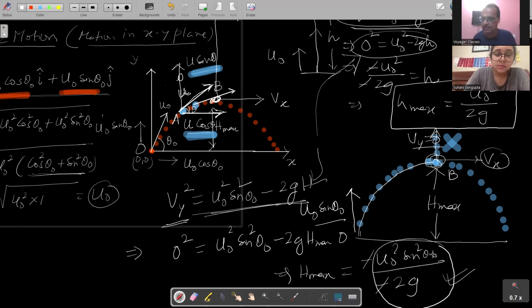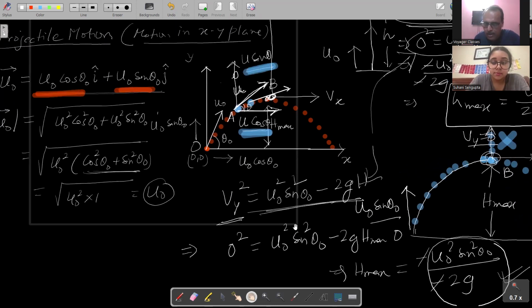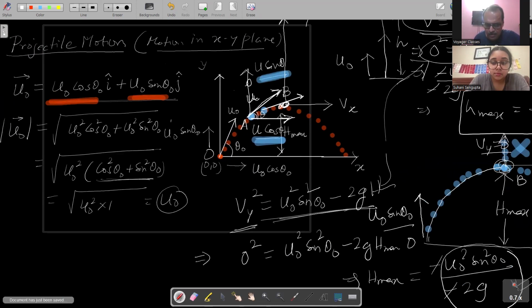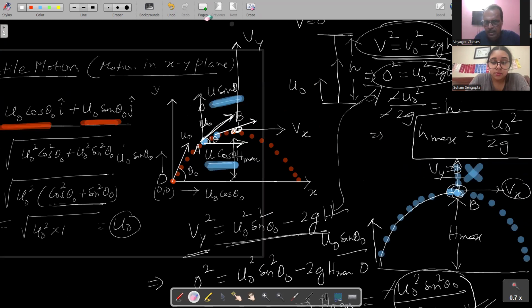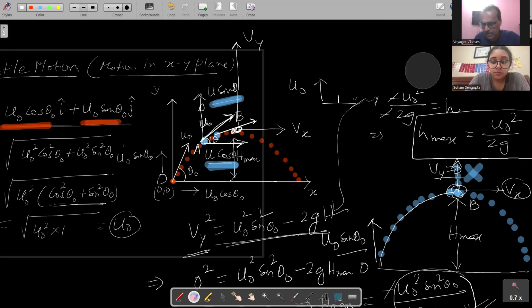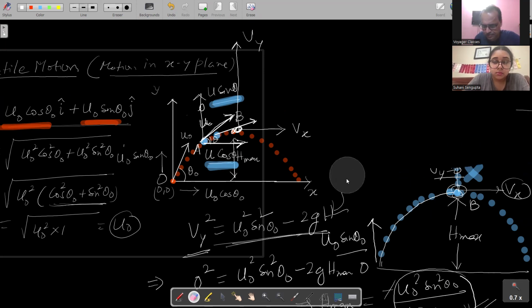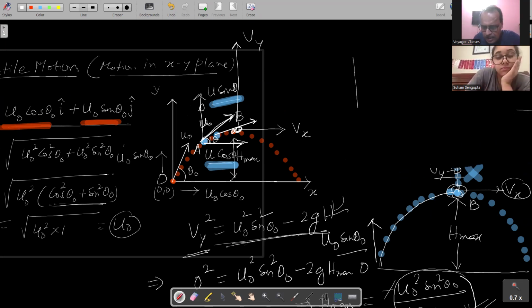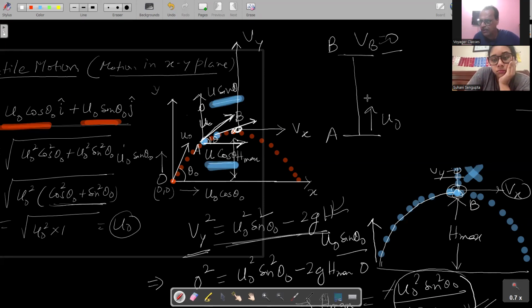So how does it come? Is it clear up to this? Yes. Now another interesting thing. Suppose it is a vertical motion. Suppose this point is B, this point is A. You have thrown a particle with u zero. At the point B, Vb is equal to zero, obviously, because the particle has moved up and reached the maximum height, then it will fall back down, correct?